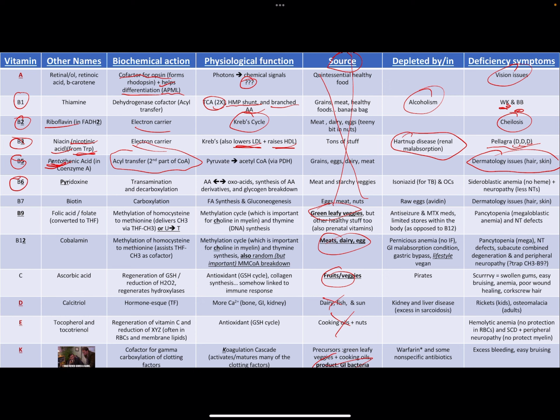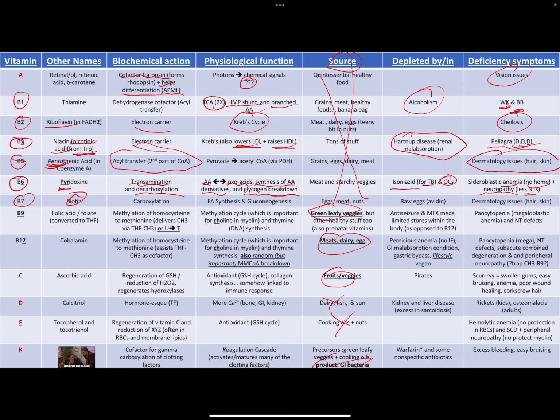B6, think of pyranose. Pyranose is a 6-membered ring. That's his B6. Transamination, so converting amino acids to oxo acids, which is really just interconverting one amino acid to another. We'll talk about this in a future lecture. Also, making downstream derivatives like a lot of the catecholamines, norepinephrine, epinephrine, making heme from glycine. It also plays a role in the phosphorylase for glycogen breakdown. And remember that if we're breaking down glycogen, we must be decarboxylating. Isoniazid for tuberculosis and oral contraceptive pills can deplete it. And if you don't have heme, you might have an anemia. And if you don't have neurotransmitters, this might cause some sort of neuropathy.